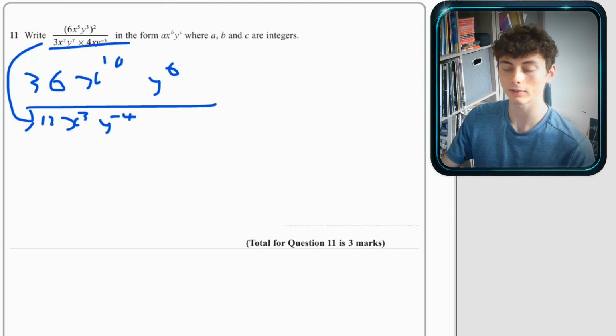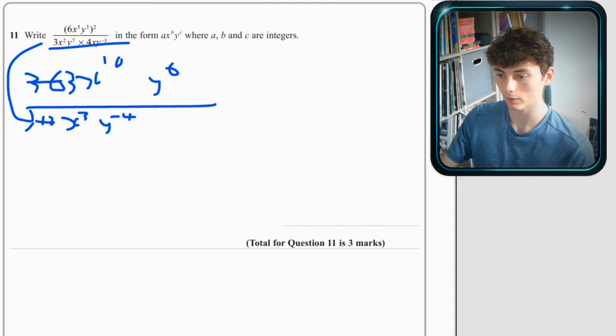So we have 36 as the coefficient on the top and 12 as the coefficient on the bottom. 12 times 3 is 36, so we can just get rid of the 12, get rid of 36, and have a 3 here. And because the x cubed and the y to the minus 4 are on the bottom, we invert the signs. So that becomes x to the minus 3 and y to the 4. And then we just add them.